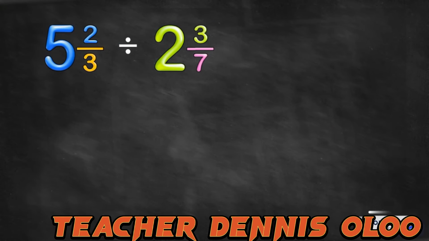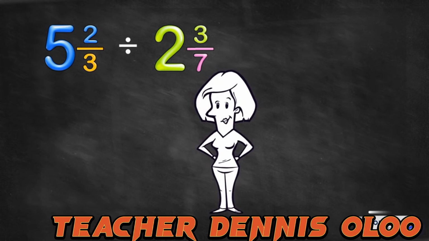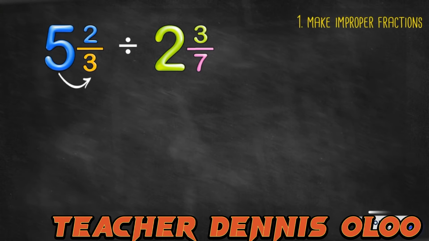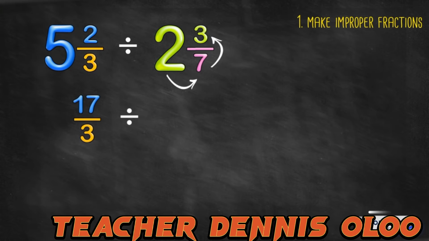Let's do another problem, and this next one won't work out quite so neatly. 5 2/3 divided by 2 3/7. Our first step is to transform these to improper fractions. So here, 5 times 3 is 15, plus this 2 gives 17 over 3. Divided by 2 times 7 is 14, plus this 3 makes 17 over 7.